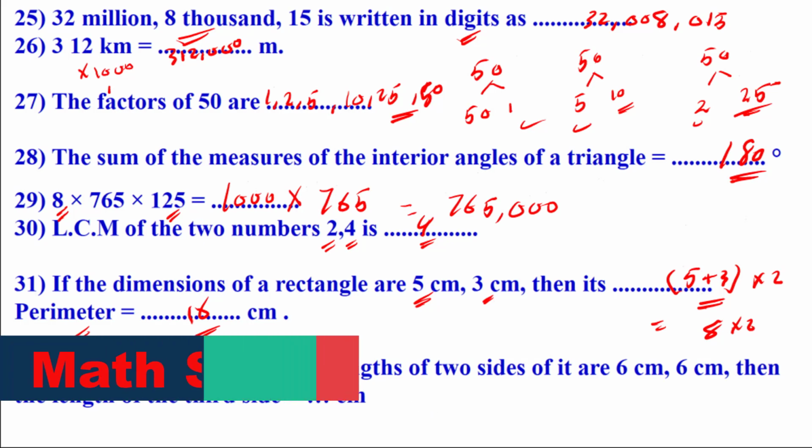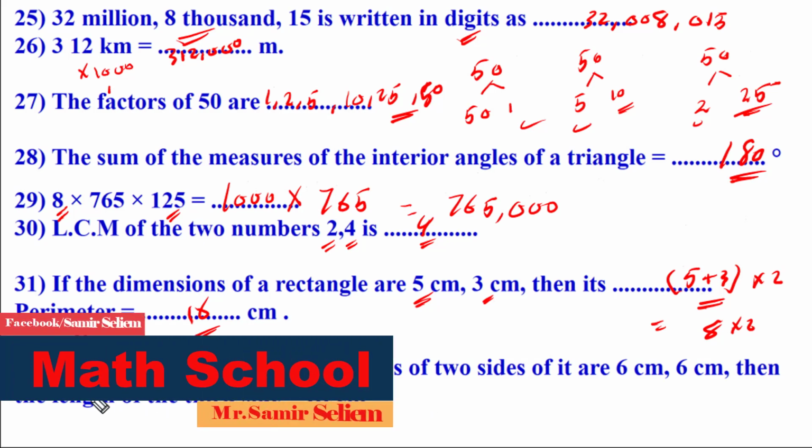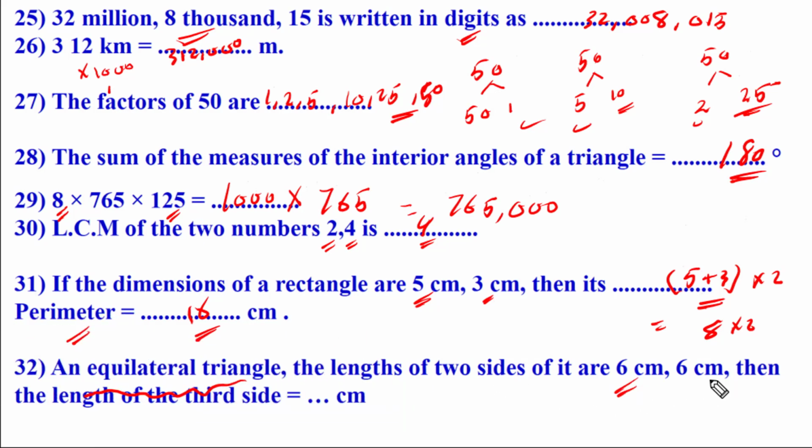Number 32, an equilateral triangle. The length equilateral triangle means what, guys? Means all sides are the same, are equal. The length of two sides of it are 6 centimeter and 6 centimeter. Then the length of the third one is what, guys? Is 6 centimeter.